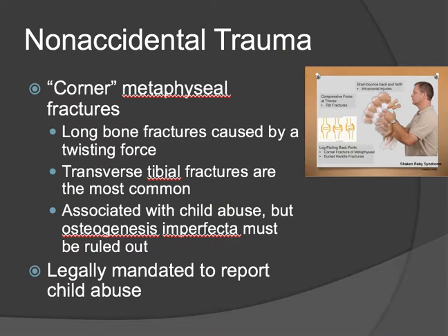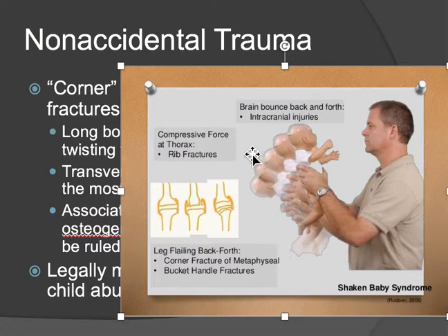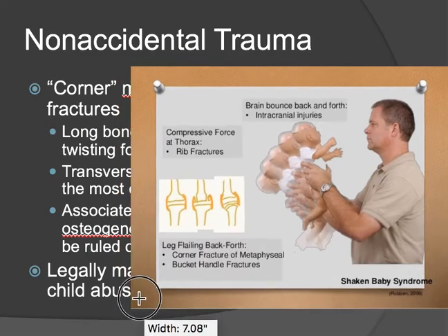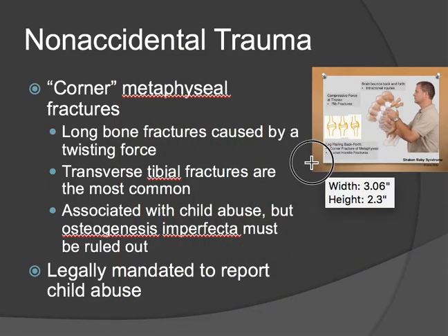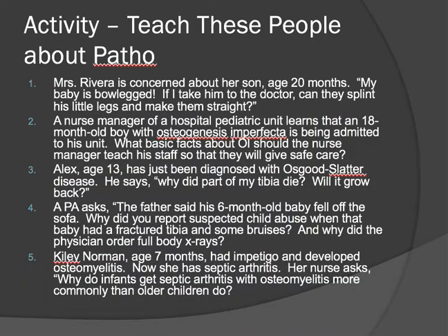The particular type of fractures that we may see are what they call corner metaphyseal fractures, and this is what happens here, if you can see that. We also look for shaken baby syndrome, which is the head trauma from the back and forth. You'll learn coup and contrecoup injuries, and it's when the brain bounces inside the skull. I believe that Professor Gooden will talk about that in health assessment.